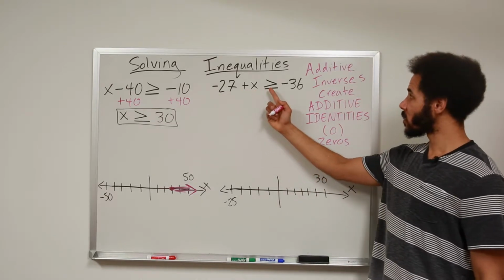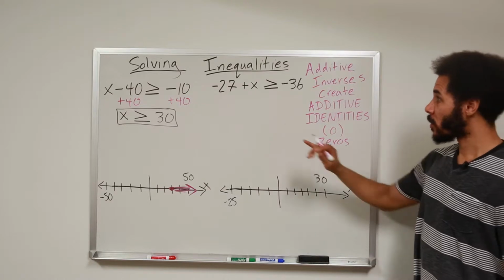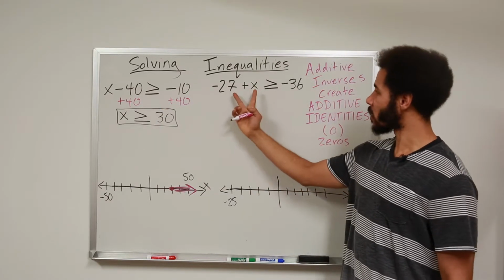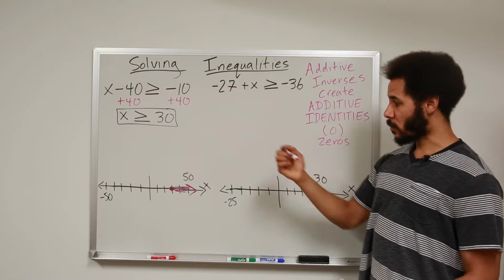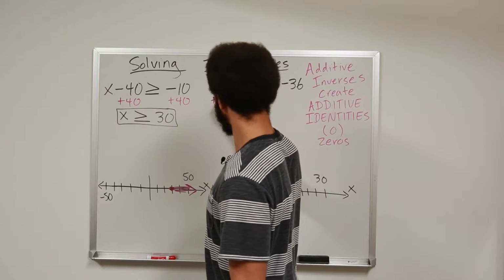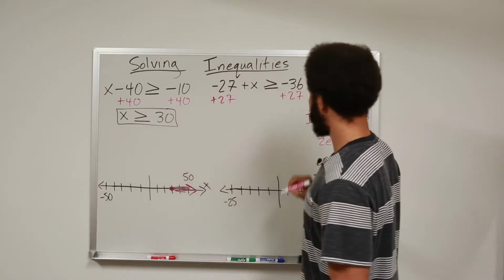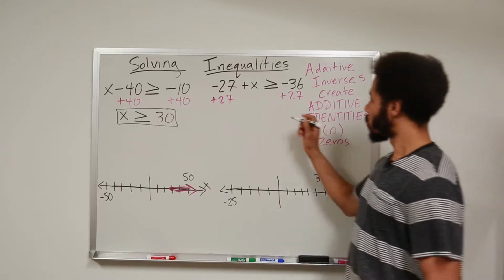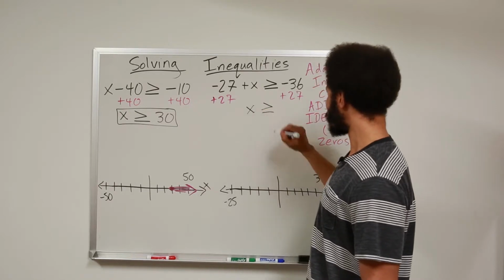-27 plus x is greater than or equal to -36. To make a 0 here, same additive inverse. Please don't get confused by the fact that they're just in a different order here. We're still going to add 27 to bring this back to 0. So now we have 0 plus x, which is just x, is greater than or equal to.